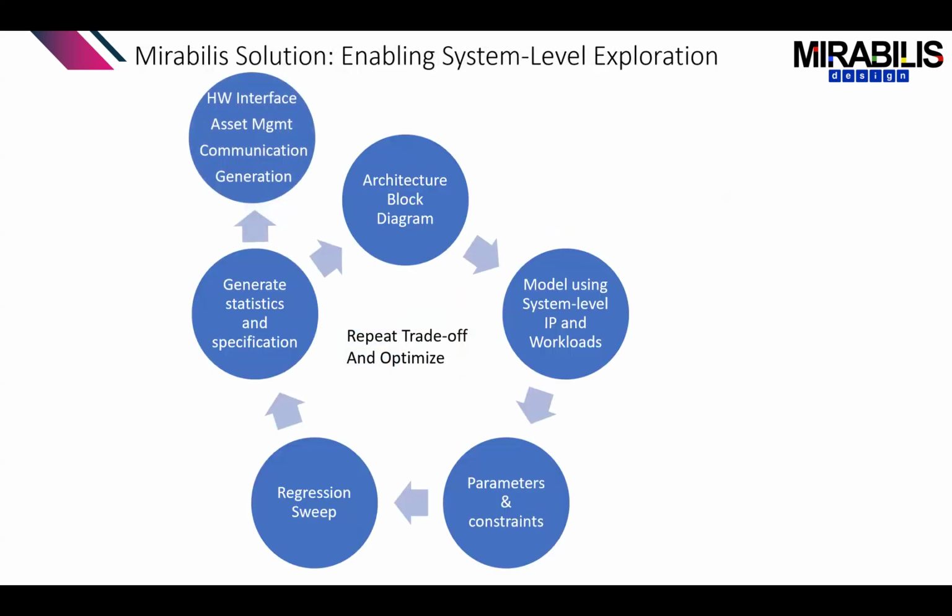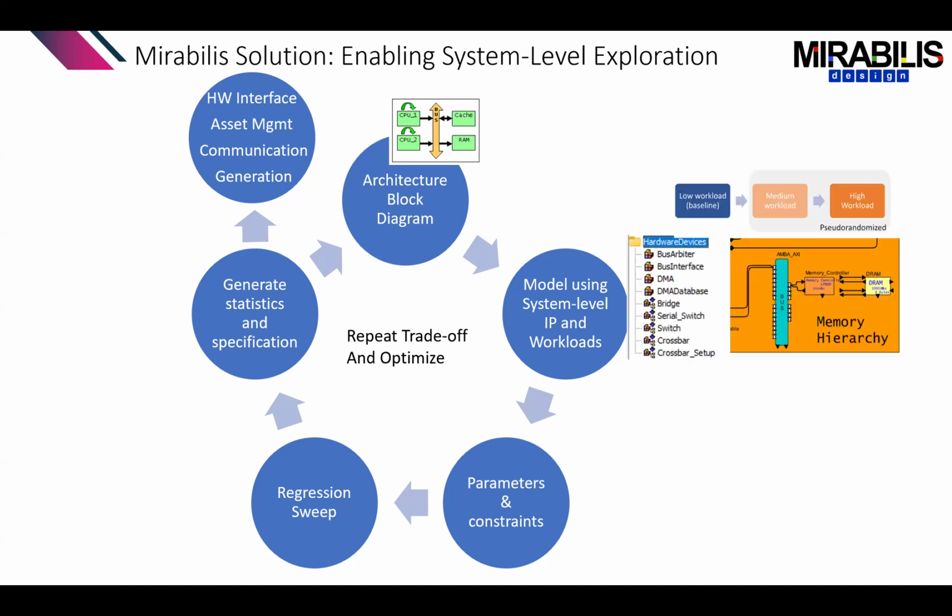Now, when we look at the methodology that Mirabilis Design uses to enable this type of system level exploration, you typically start off with an architecture block diagram. It can be of the network, the ECU, or the semiconductor device. And once you have the architecture, you define two things. One is you take the basic components in the library, drag and drop them, and create a model. And then you apply different types of workloads against this particular model.